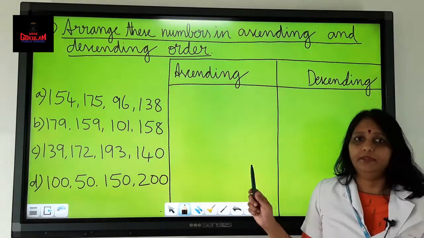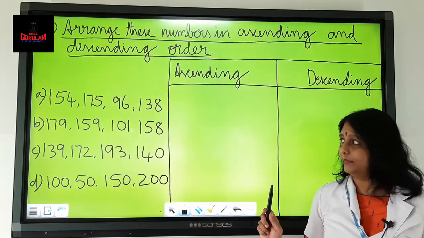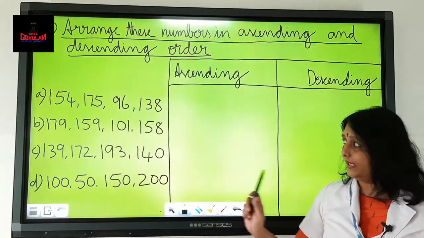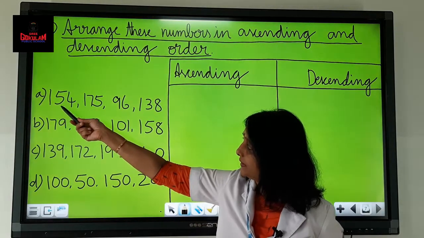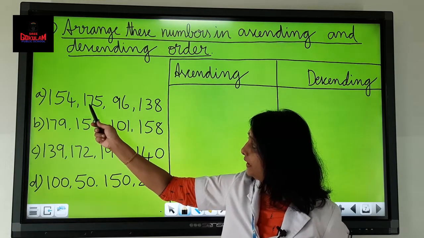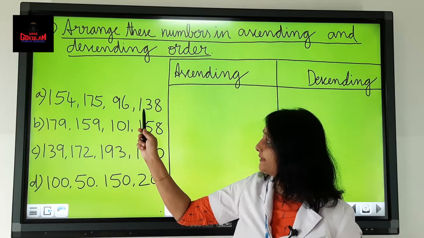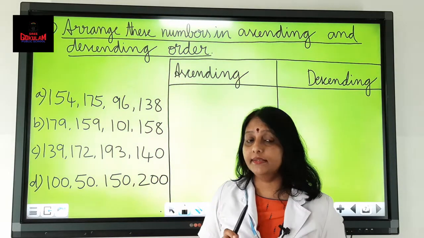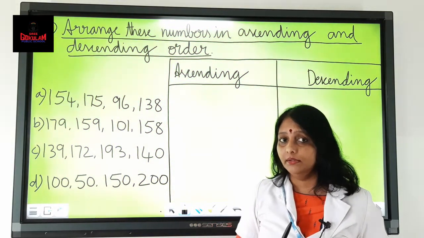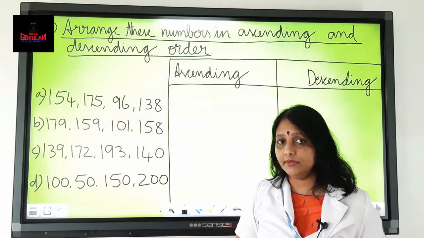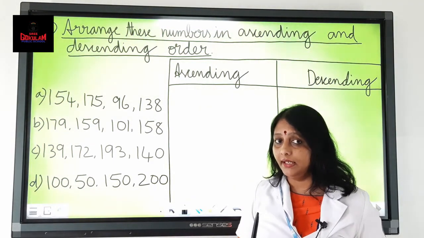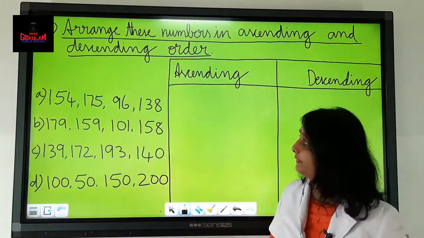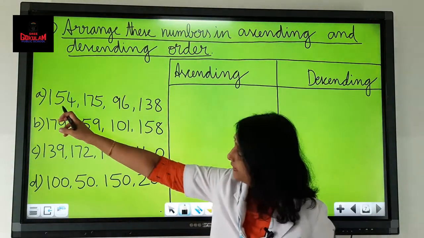Next, we have to arrange the numbers in ascending and descending order. Same numbers are given. First question, 154, 175, 96, 138. Ascending order is increasing order. We will write the smallest number first and the greatest number last.